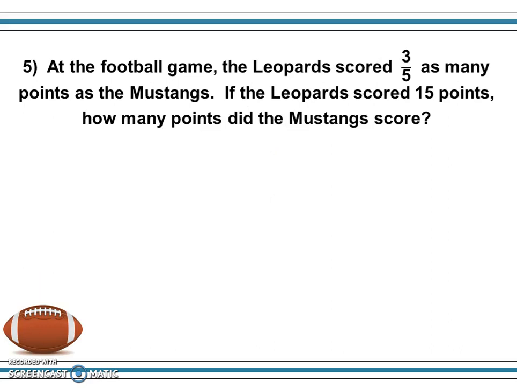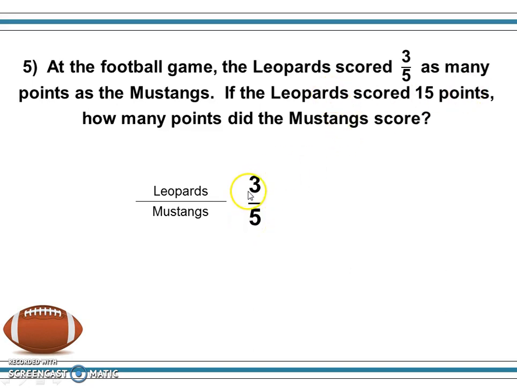At the football game, the Leopards scored 3/5 as many points as the Mustangs. If the Leopards scored 15 points, how many did the Mustangs score? All right, so by saying they scored 3/5 as many points as the Mustangs, that means for every 3 that the Leopards score, the Mustangs would have scored 5. Okay, so we're making a comparison between Leopards and Mustangs, 3 to 5. All right, and again, this is a proportional relationship because we want that ratio to stay the same. We're just going to scale it up a little bit because this doesn't mean that they scored exactly 3 and then the Mustangs scored exactly 5. That's just the ratio between the points.